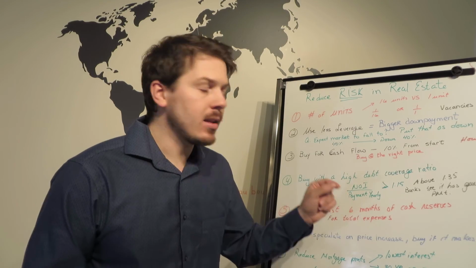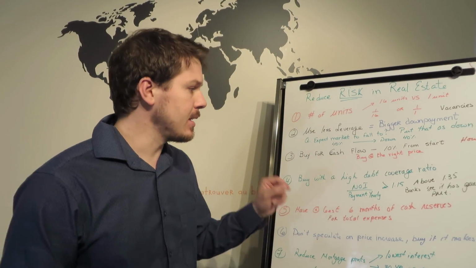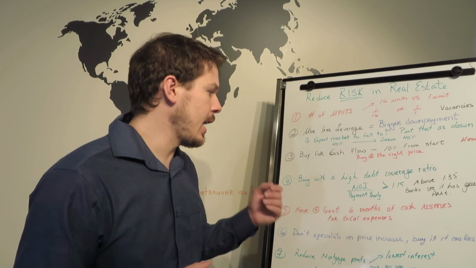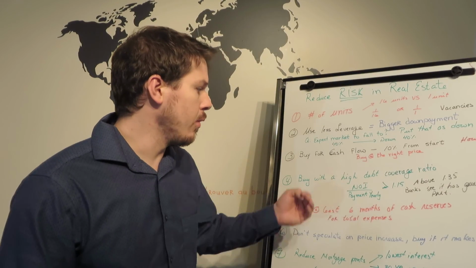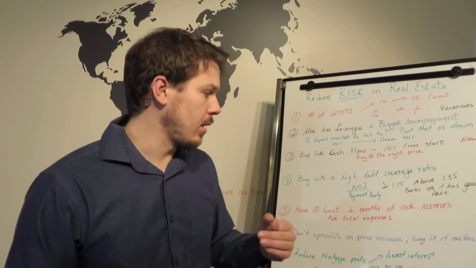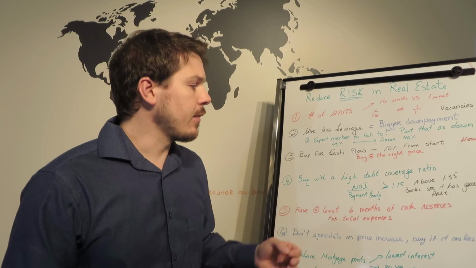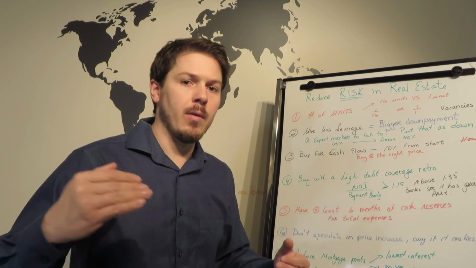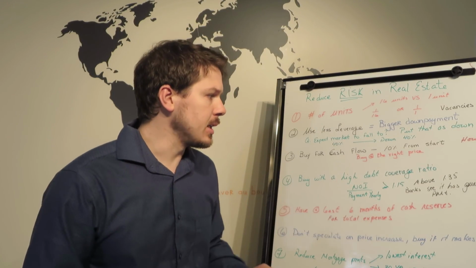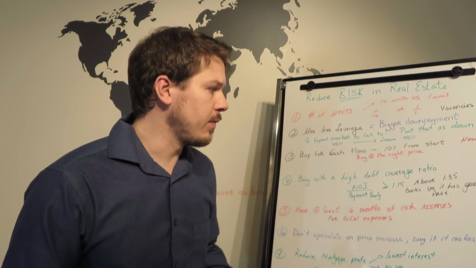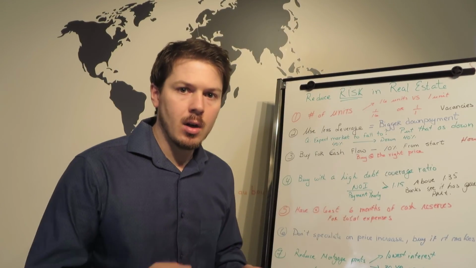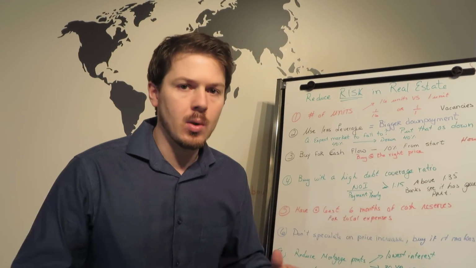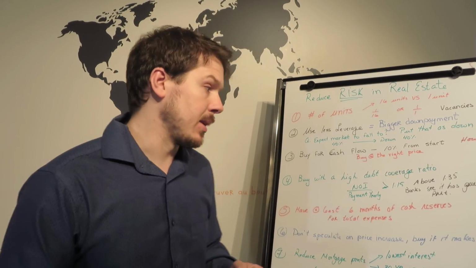Buy with a high debt coverage ratio. Why? Because this is how much money is above your current payments. So if you are having a net operating income over your yearly mortgage payments, the banks are looking for it to be at least 1.15. That means you have 115% of the mortgage payment. But I look at properties that can give at least 1.35. And when a bank sees a debt coverage ratio of 1.35, it's essentially guaranteed that you're always going to be able to make your payments.